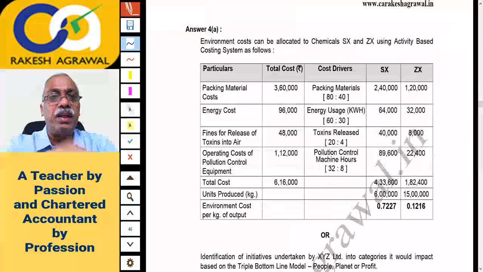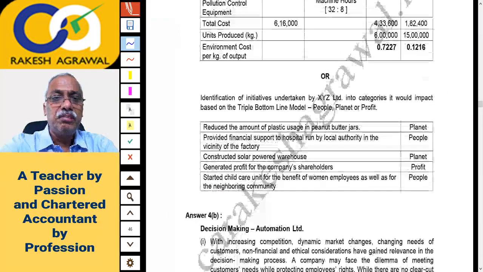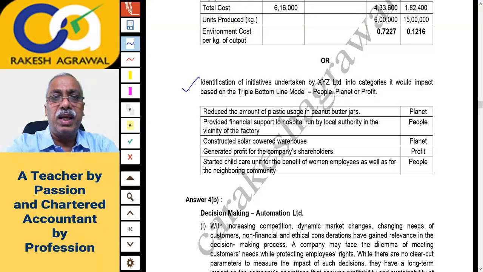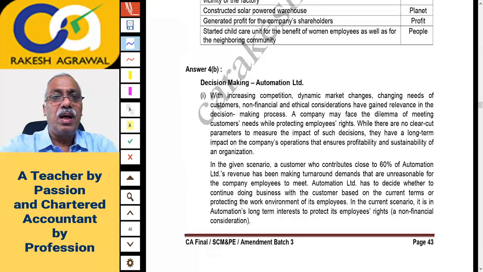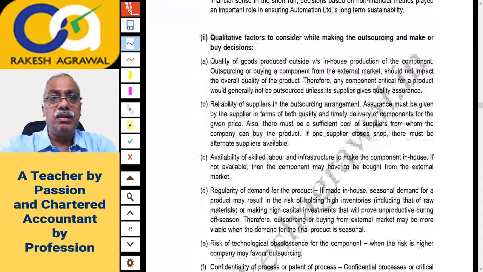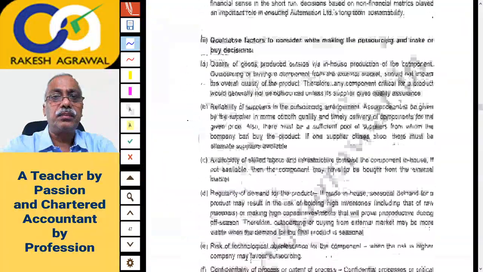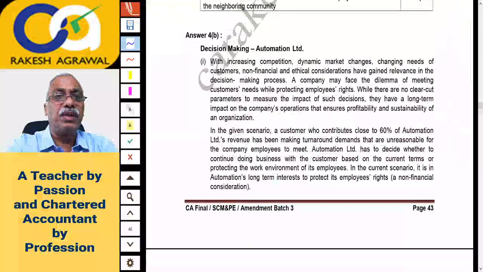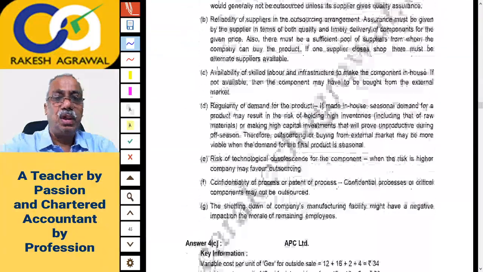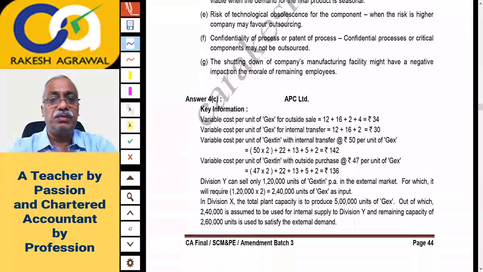This was your environmental management accounting, simple question. This was your triple bottom line answer. It was theory question, I think, right. This was the theory question of case scenario. Now we are here, question 4C.